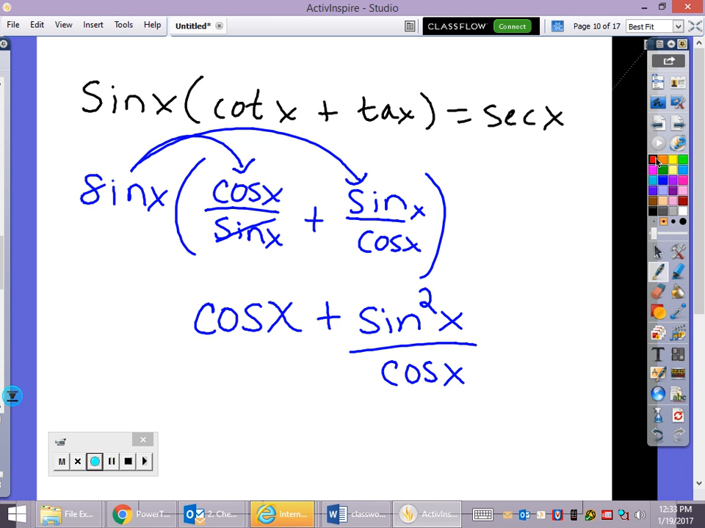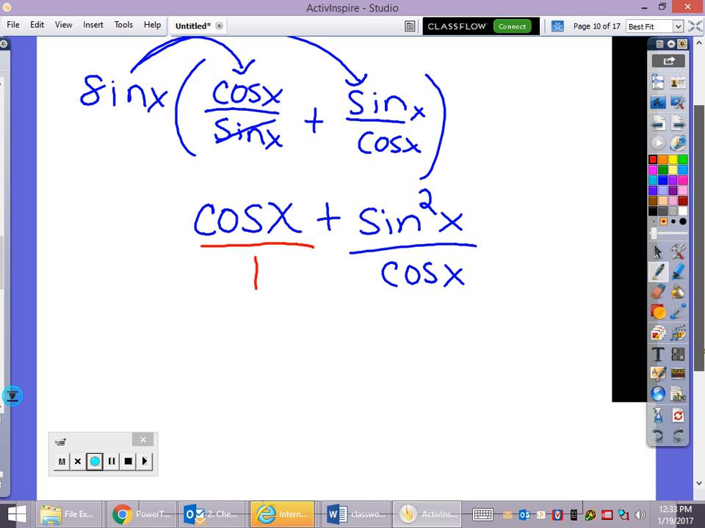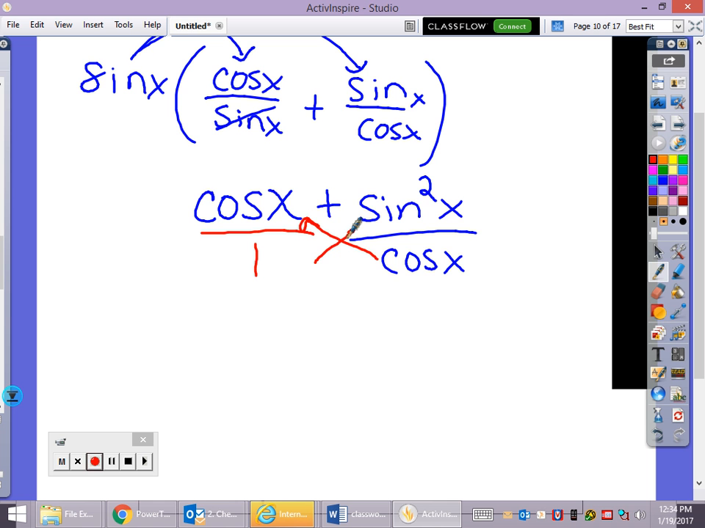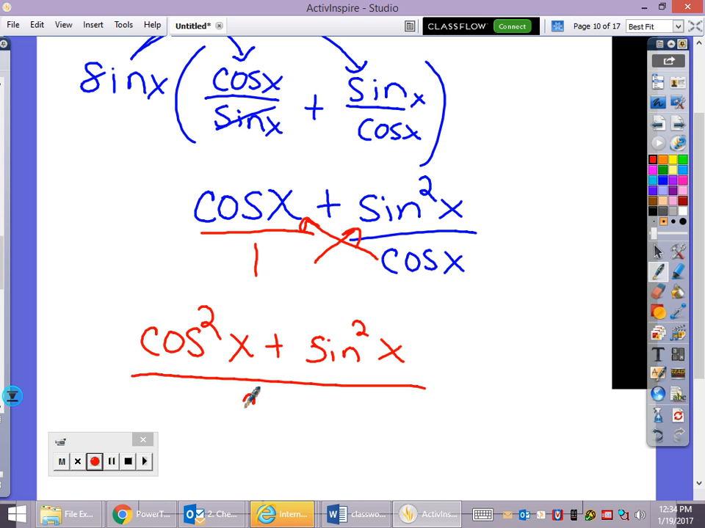Okay. Now, I'm going to put this over 1 because I have a fraction and I want to combine, so I need them both to be fractions. What would you like me to do now? Okay, get the same denominator. All right, so cosine times cosine, cosine squared x, 1 times sine, sine squared x, and 1 times cosine, cosine x. Ooh, red flag, red flag. What's the red flag? The top equals 1.